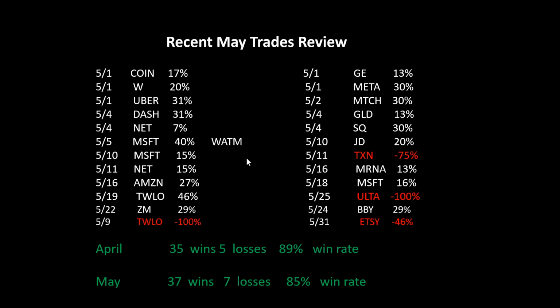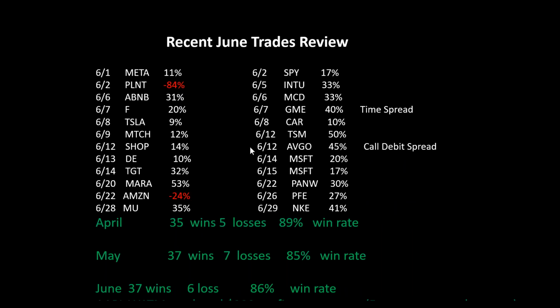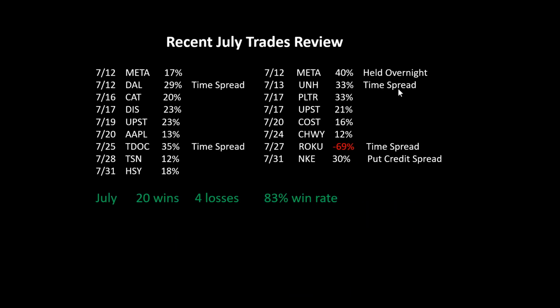Everybody has losses. We have losses, but you can see the number of wins swamps the losses pretty high. And they're fairly consistent. This was a weekly ATM, by the way, that we did on Microsoft. Okay, May. This was June right here. Same type of thing that you can see. And let's see. This was July trades.